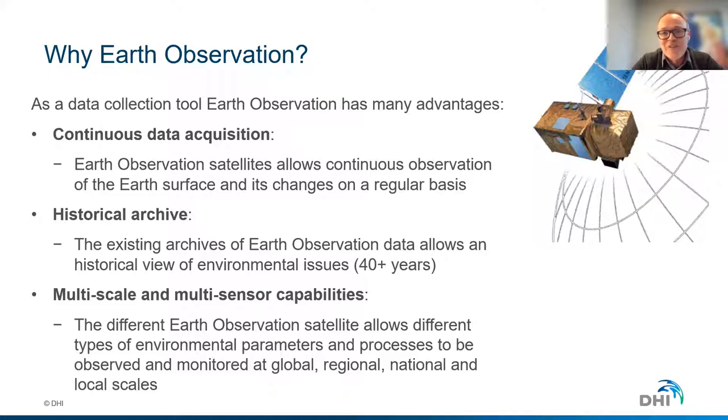And first and foremost, it's a continuous data acquisition. So we can monitor the Earth's surface on a regular basis. It's actually quite nice that they provide access to a historical archive, so you don't need to start your monitoring at time one. You can actually access plus 40 years of data to look at historical changes. And then maybe of increasing importance is the multi-scale in terms of spatial resolution, but also multi-sensor capabilities. So there's an ever-increasing fleet of satellites being launched, which has different capabilities. And by combining these different sensors, we can say a lot about different environmental parameters and processes from local, to river basin, to global scale.